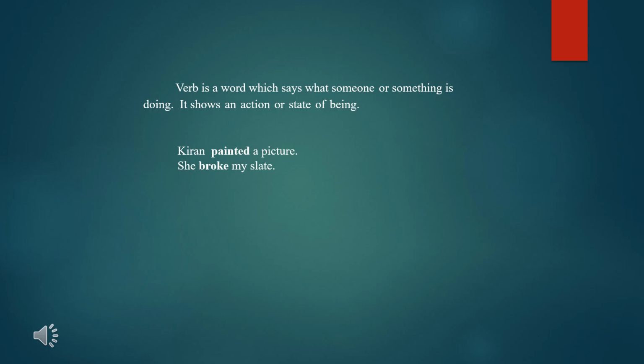For example, Kiran painted a picture. In this sentence, Kiran is the subject and painted is the verb. Next sentence, she broke my slate. In this sentence, she is the subject and broke is the verb.